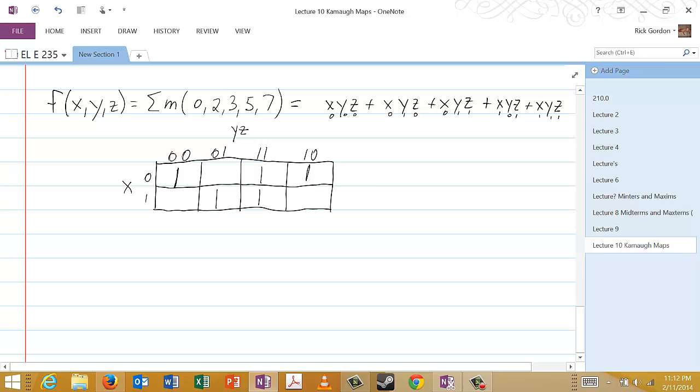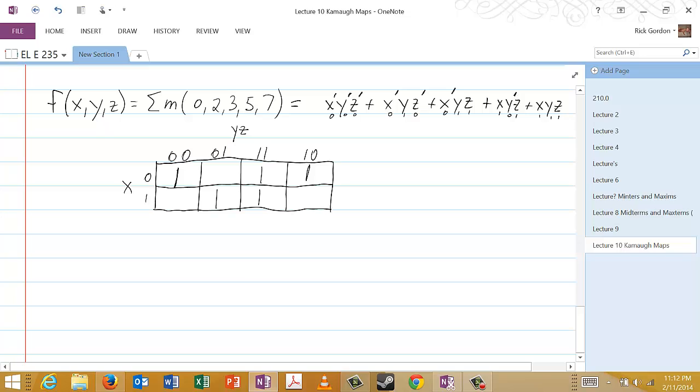And now if you want to put the primes, you know that anything that has a 0 gets a prime. So this is x prime, y prime, z prime; x prime, y, z prime; x prime, y, z; x, y prime, z; and the last one just remains x, y, z. So there's your algebraic expression for f. X prime, y prime, z prime, or x prime, y, z prime, or x prime, y, z, or x, y prime, z, or x, y, z.